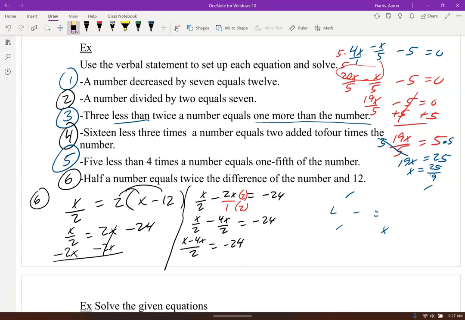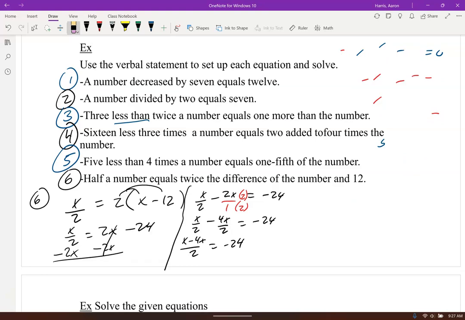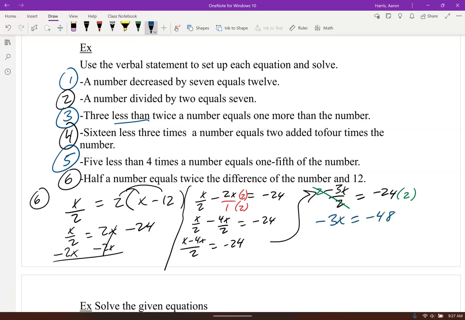X minus 4x is negative 3x over 2 equals negative 24. I'm dividing by 2, so let me multiply by 2, get rid of it. So I have negative 3x equals negative 48. And now let me divide by negative 3. And x ends up being 16. Negative 48 divided by negative 3 is a positive 16.